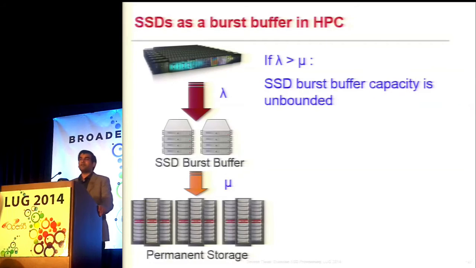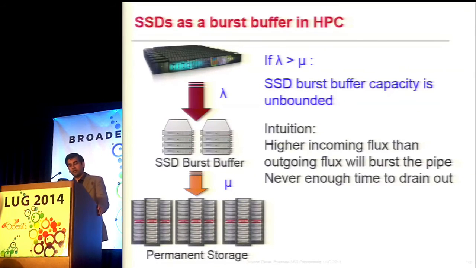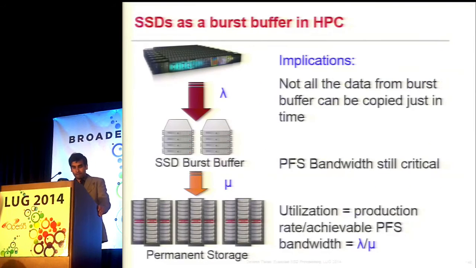If lambda is greater than mu, then SSD buffer capacity is unbounded. It's a simple queuing model. It tells you, and you can think about it intuitively. You don't have to be an expert in queuing model to figure this out. If your drain rate is lower than your influx, then no matter how much you provision for SSD, it's not going to work. So we cannot say we have a lot of SSD capacity and that solves the problem. If your file system is really slow at the back end, no matter how big your SSD space is, it's not going to solve the problem.